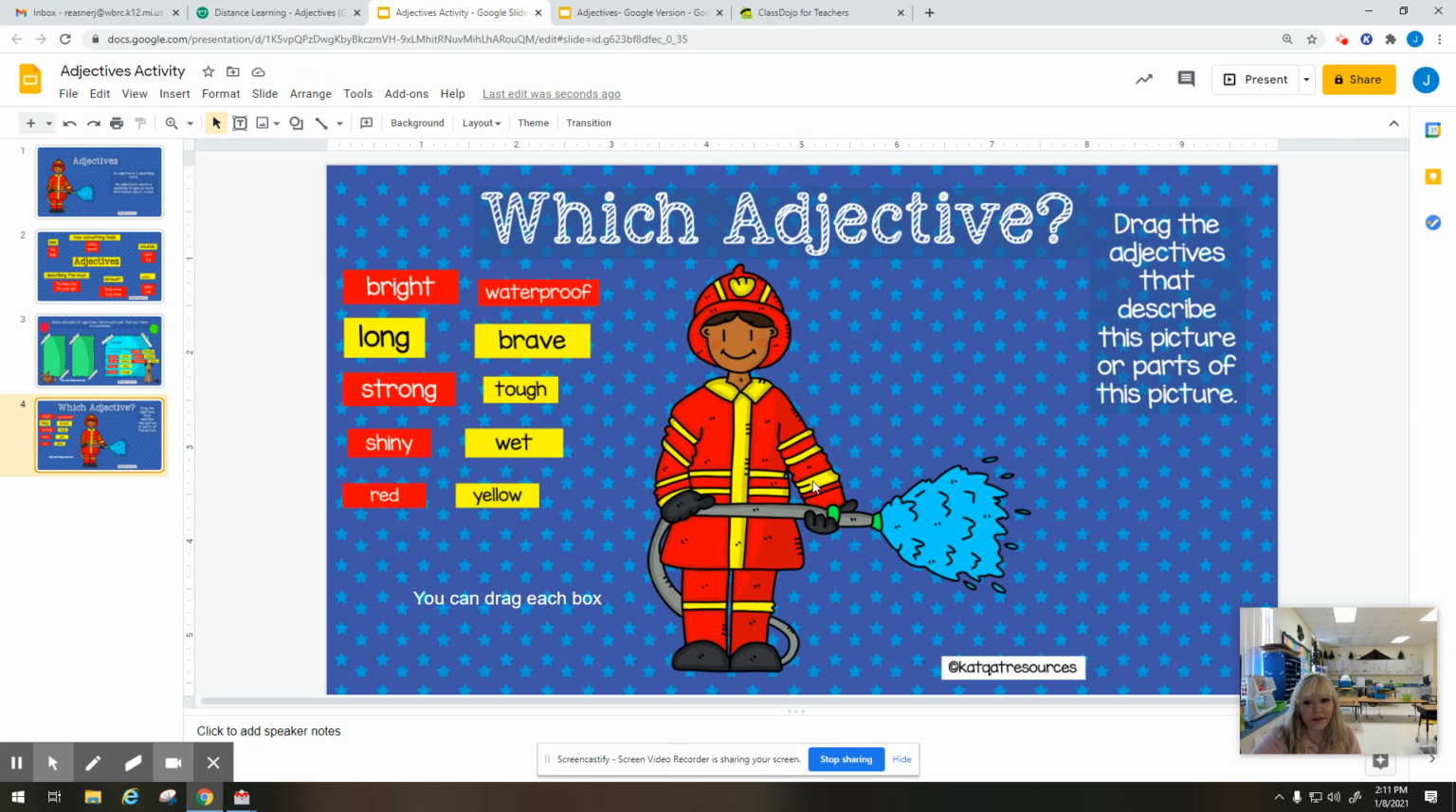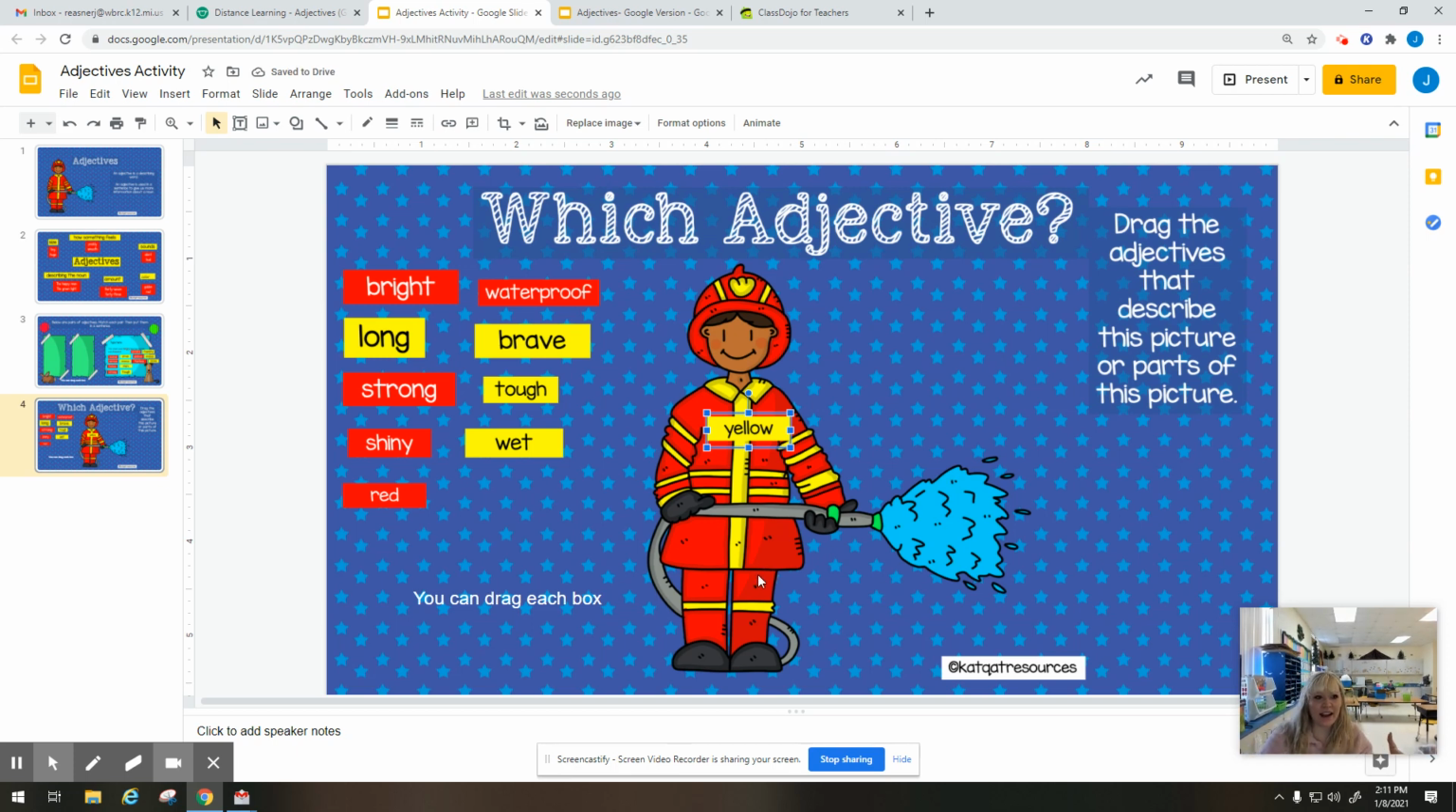So now the last thing we're going to do is we're going to use a couple adjectives right here to help describe this firefighter. Well, we have bright, long, strong, shiny, red, yellow, wet, tough, brave, waterproof. We're not going to use all of these, but let's use a couple adjectives that really describe this picture. Like right here, her zipper is very yellow.